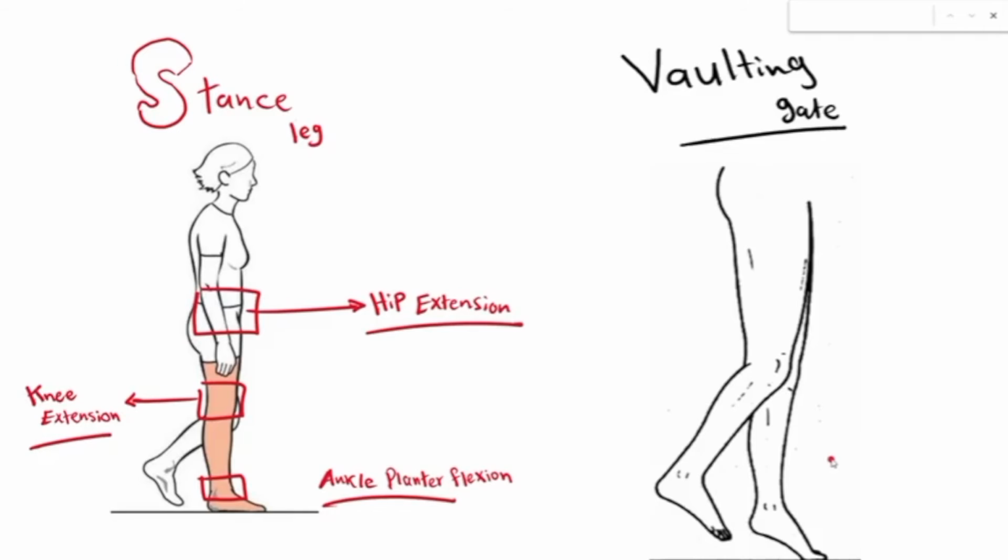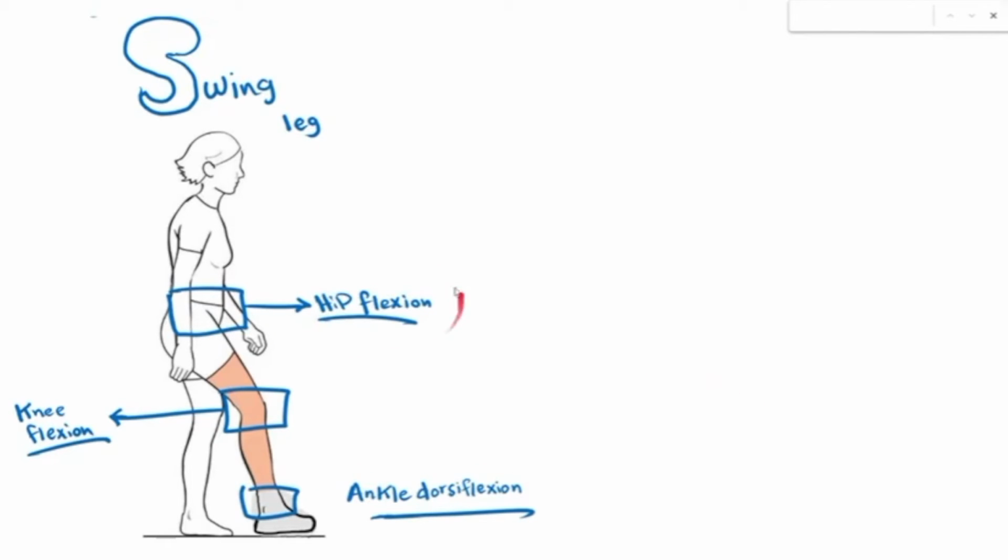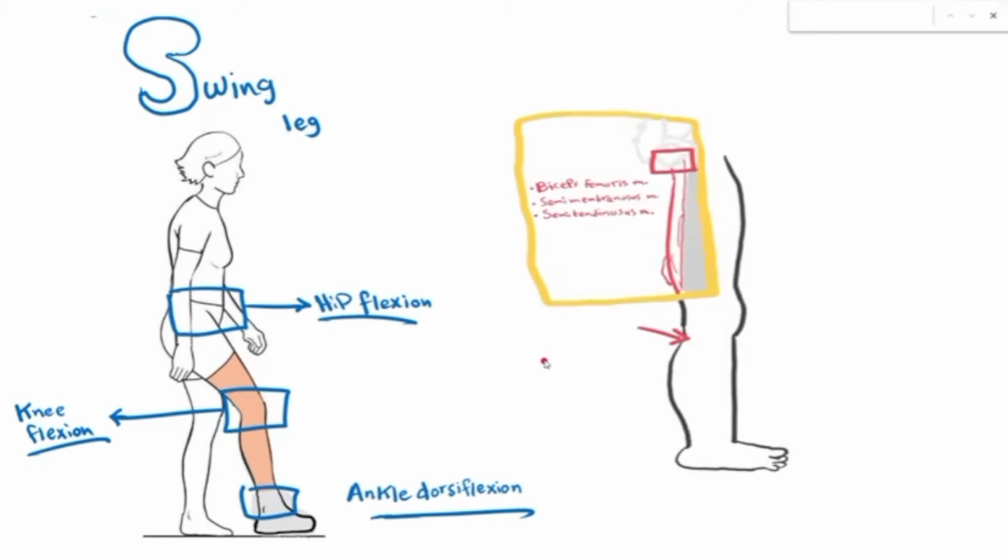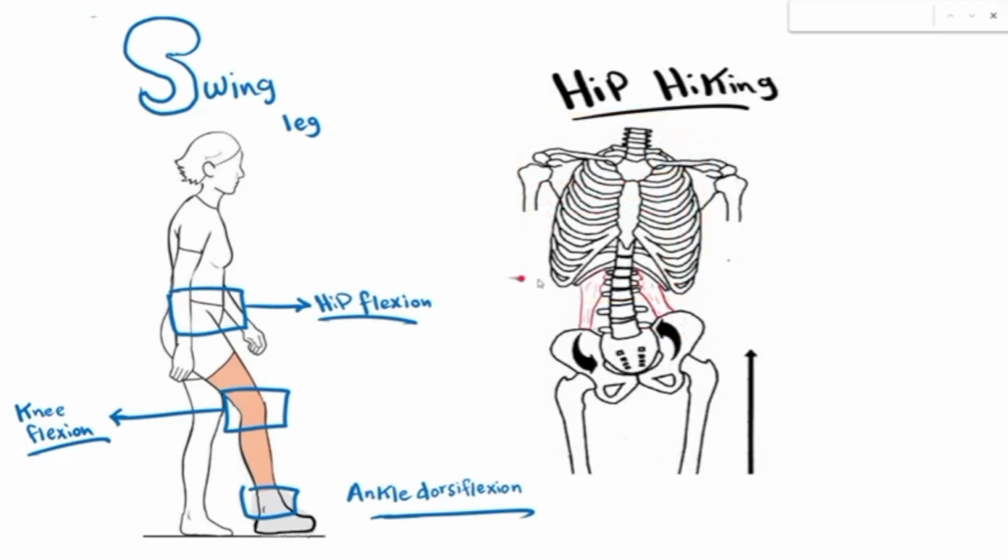Now, for the swinging leg, we have the hip flexion, the knee flexion, and dorsiflexion. Again, this is not a dorsiflexion. You know how the dorsiflexion looks like. I just talked about the hamstrings and how they extend the hip and flex the knee. Now, in the swinging leg, I'm concerned with the knee flexion. So a weakness in the hamstrings will do 2 things. It will cause a problem in the stance leg, causing the vaulting gait. And here it will cause weakness in the flexion of the knee, leading to hip hiking.